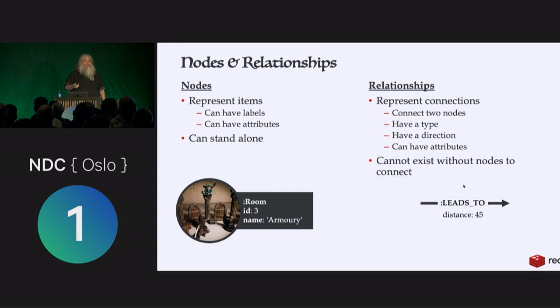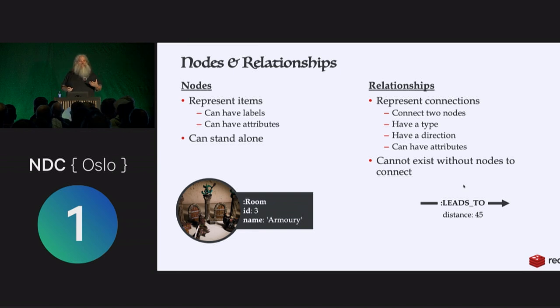A node can certainly be an island. It can be isolated. The relationships are a connection between two nodes. They have a type as opposed to a label. They can only have one type. If you want to have a different type of relationship, you create a second relationship. They have a direction, and they can have attributes as well.